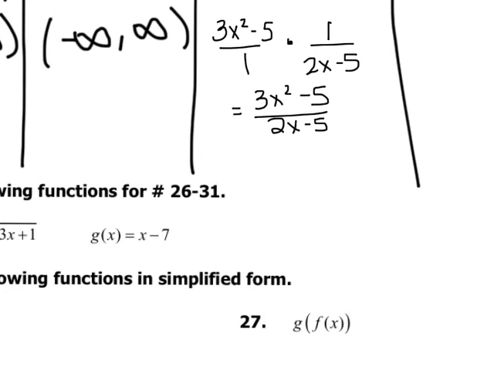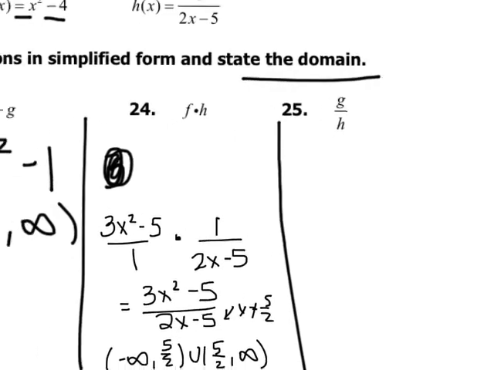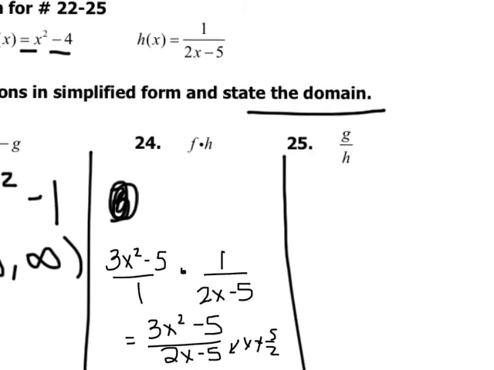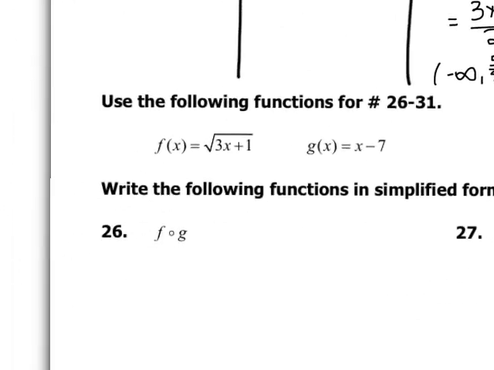And then the domain, this is the only thing that's going to cause a restriction, can't be 0. So that's going to be negative infinity to 5 halves, and then 5 halves to positive infinity. Because right here you're getting x cannot equal 5 halves. G over h. I'll have to explain this one in class, it's too much.